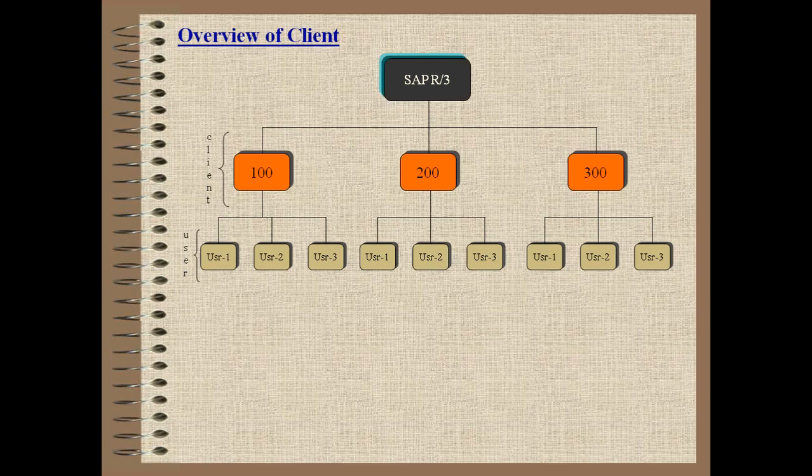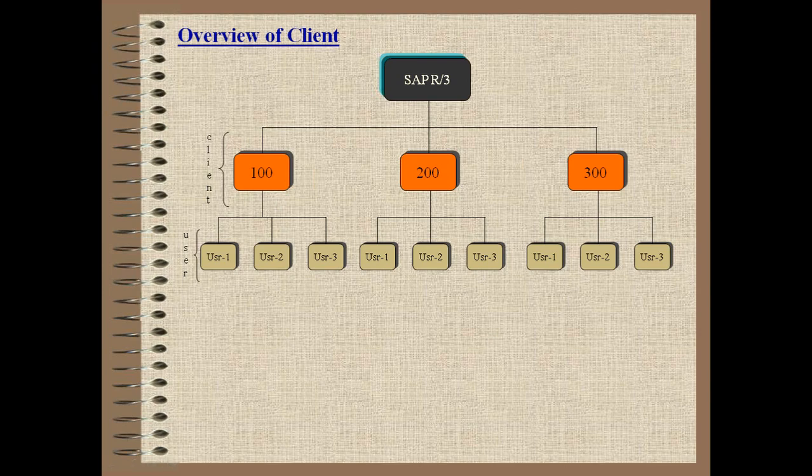So the main objective of the client is to keep the data isolated, right? All the business management data is protected here because other clients cannot access it. The data in a client can be visible only within that client. I mean, if you want to see the data of client 100 from client 200, you cannot. It won't be visible. So the data in a client can only be visible within that client.